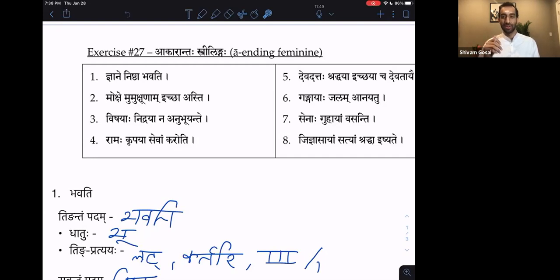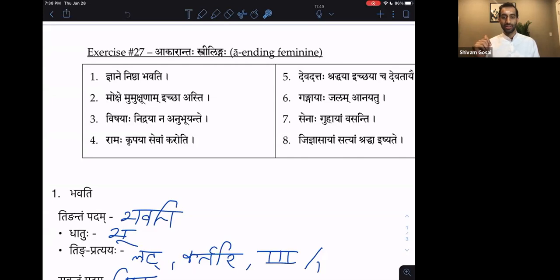So someone does, right? So Ramaha karoti. Rama does. What does Rama do? Sevam. So this is seva, the pratipadika seva, akaranta feminine, meaning service, right? And the vibhakti is dutiya vibhakti, ekavachanam. The vibhakti arthaha, the meaning of the vibhakti is karmani dutiya to karoti. Right? So Rama does seva. Okay?